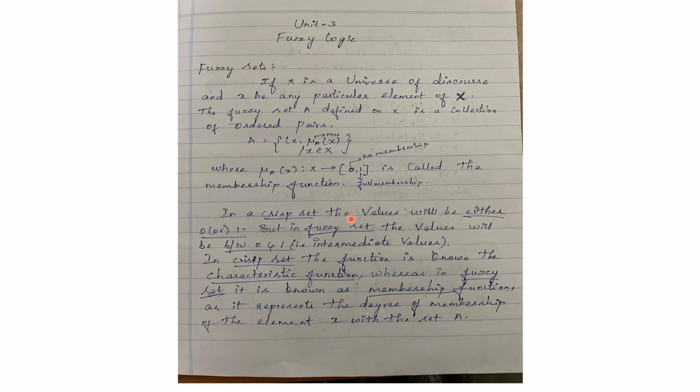But in the fuzzy set, the values will be intermediate values, that is between 0 and 1. For example, it may be 0.7, 0.06 or 0.5, like that. We'll get the intermediate values between 0 and 1. That type of set is called a fuzzy set. So, for identifying the function, in a crisp set, the function is known as the characteristic function, whereas the function of a fuzzy set is known as the membership function.